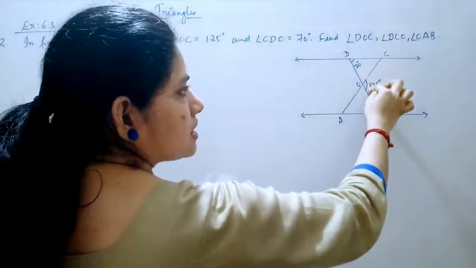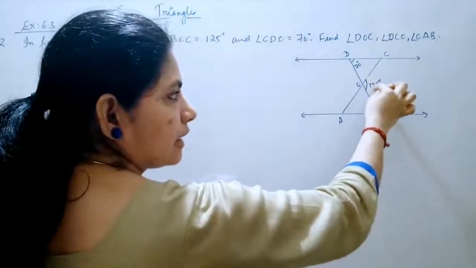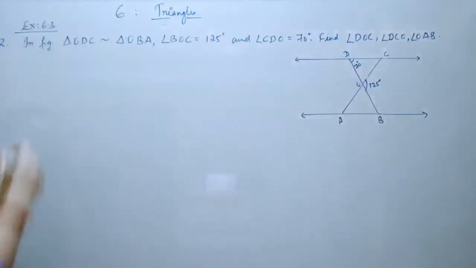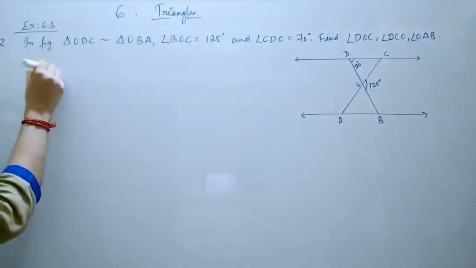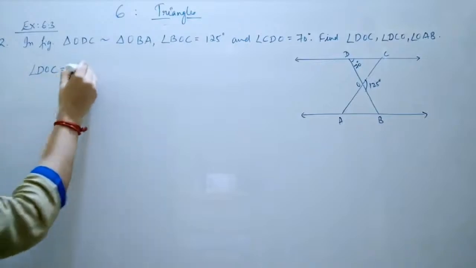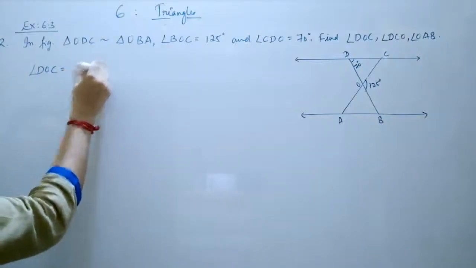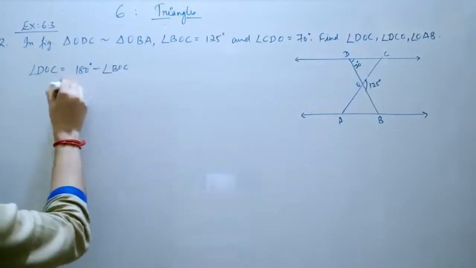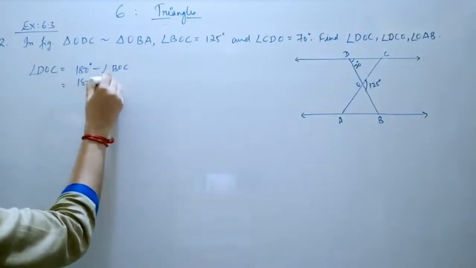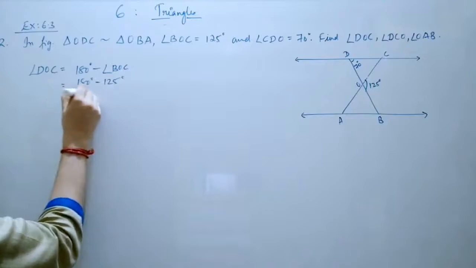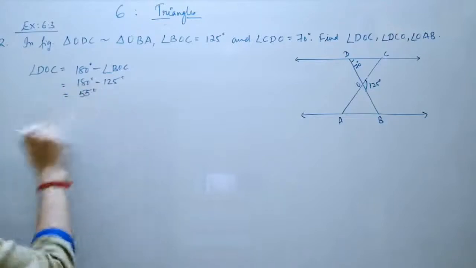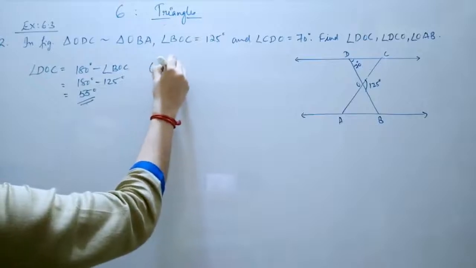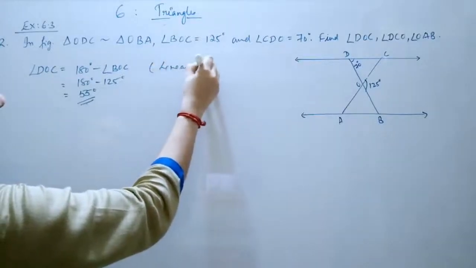For this angle, since we have this as 125, you can use the linear pair concept and find out what is DOC. So angle DOC is equal to 180 degrees minus angle BOC, which is equal to 180 minus 125 equal to 55 degrees. So you got DOC, and the reason for this is since it is a linear pair.